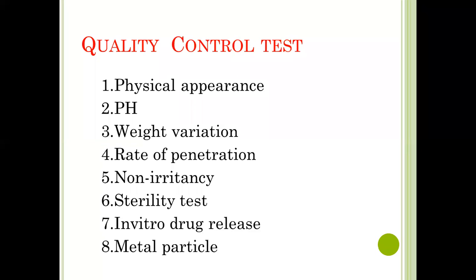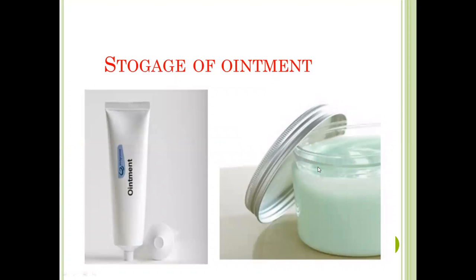Then next is pH. We can check pH by using pH paper or a pH meter. Then the next one, the weight variation test. A total of 10 filled ointment containers are to be selected, the label is removed, and the outer surface is cleaned, dried, and each unit is weighed. If needed, the container is cut to remove its content, washed, dried, and weighed again along with its parts. The weight variation of the content is calculated as the difference between the weights.